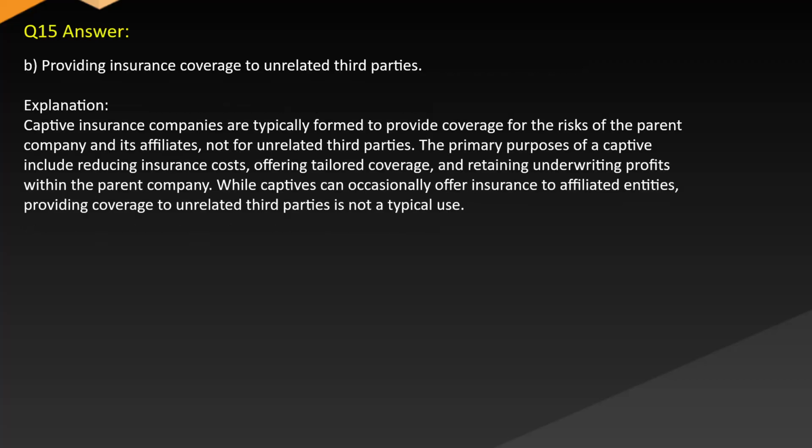Answer: B. Providing insurance coverage to unrelated third parties. Explanation: captive insurance companies are typically formed to provide coverage for the risks of the parent company and its affiliates, not for unrelated third parties. The primary purposes of a captive include reducing insurance costs, offering tailored coverage, and retaining underwriting profits within the parent company. While captives can occasionally offer insurance to affiliated entities, providing coverage to unrelated third parties is not a typical use.